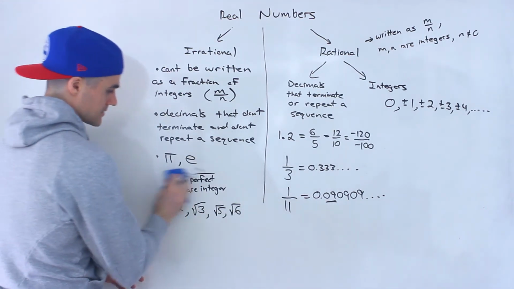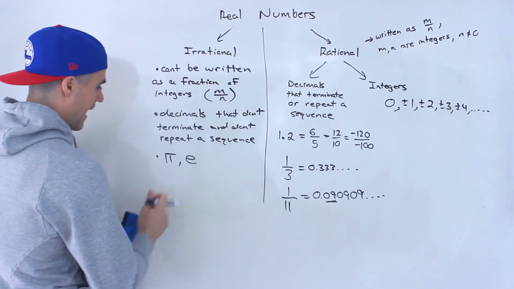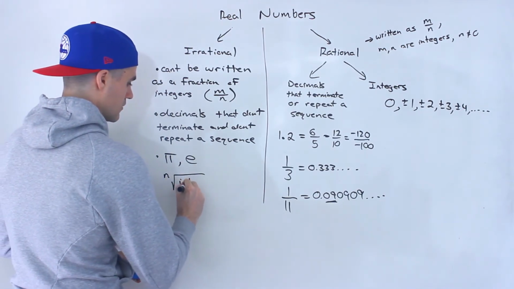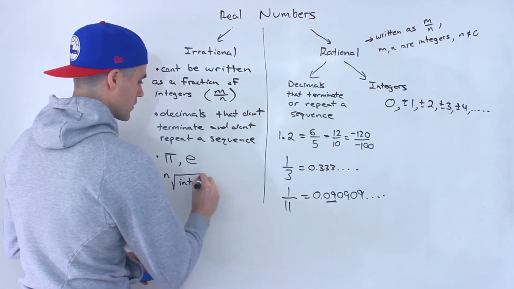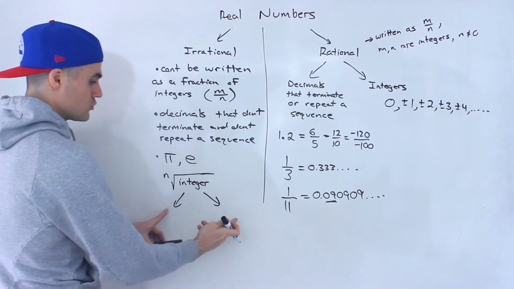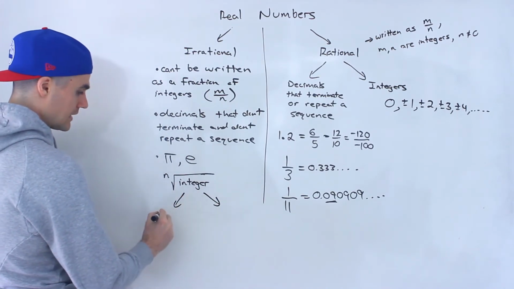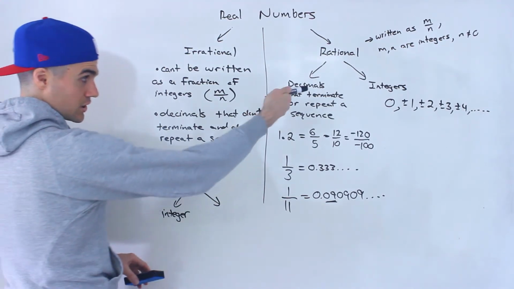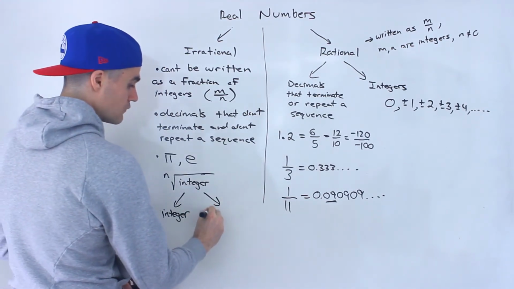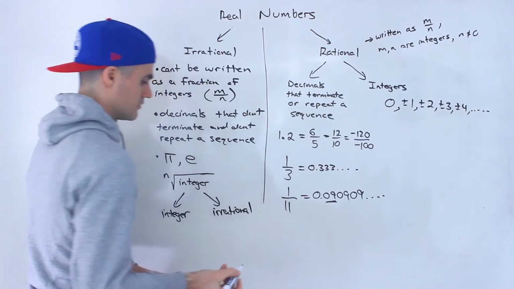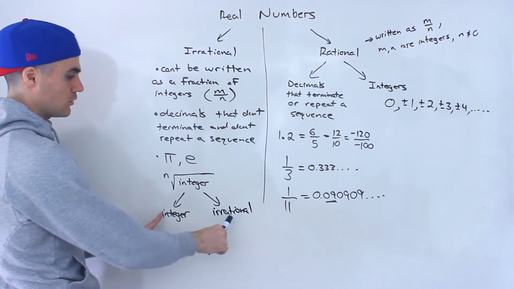In fact, the nth root doesn't have to just be a square root, but the nth root of any integer, there are only 2 results that could come about. It's either going to give you an integer, which is going to be a rational number, or it's going to give you an irrational number. Those are the only 2 possibilities.